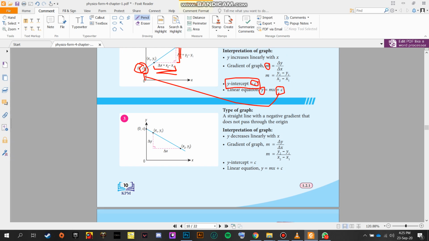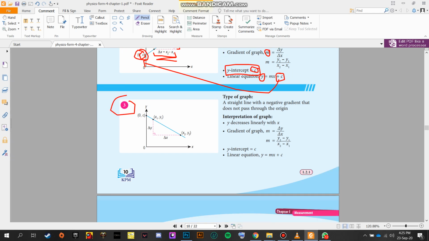Now the third graph is a straight line with a negative gradient that does not pass through the origin. Now y decreases linearly with x. It's the same. We take the change of y over the change of x, equals the gradient. Then we have the c-intercept, which is this one. Even though it's up here, it's still here. And the linear equation would be y equals mx plus c, the same as this.